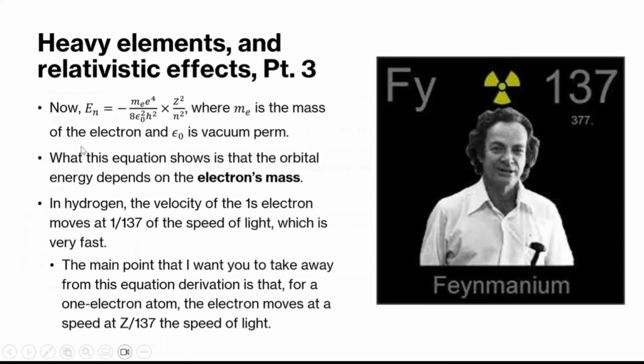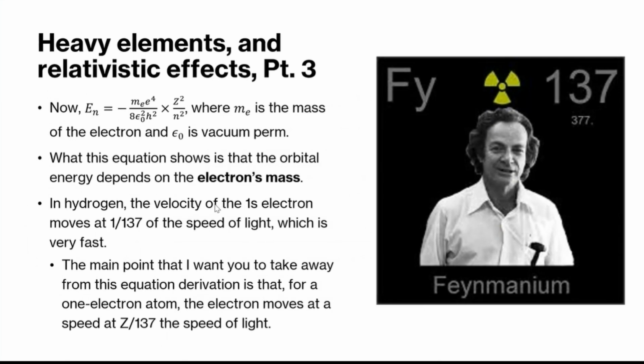So, now, using the definition of what the Rydberg constant is, the energy of an atomic orbital is equal to this mass, right? So we can see there's an m_e term. So m_e is just the mass of the electron. And there's this ε0 term. That's just the vacuum permittivity, also known as the permittivity of free space. And this e term is just the fundamental charge in coulombs, and h is just the Planck constant. So, what this equation shows is that the orbital energy depends on the electron's mass.